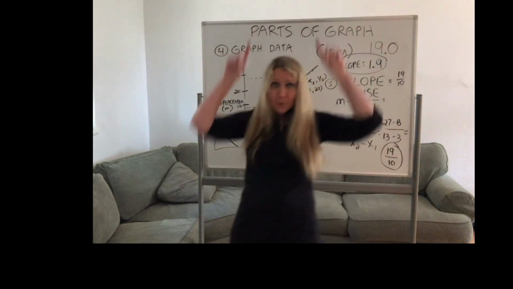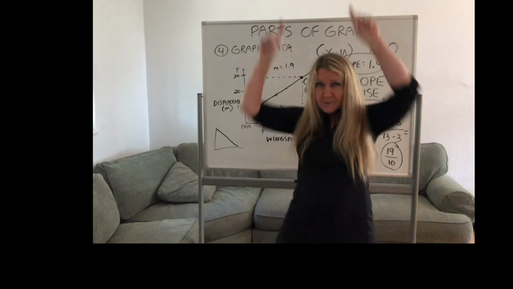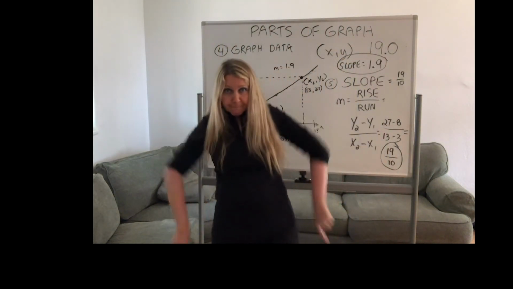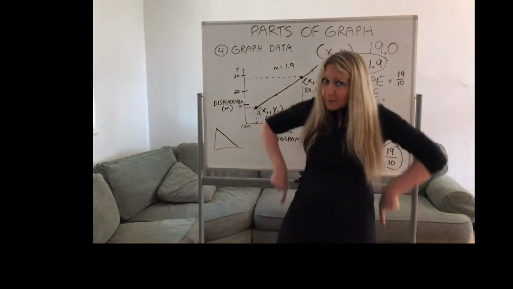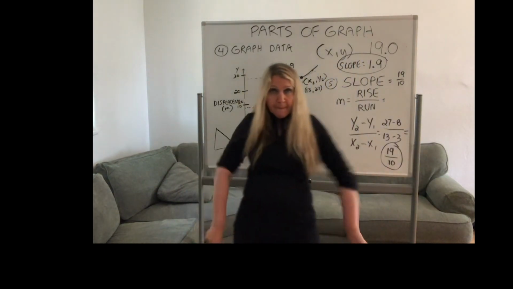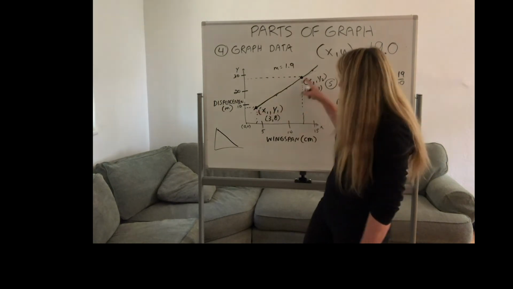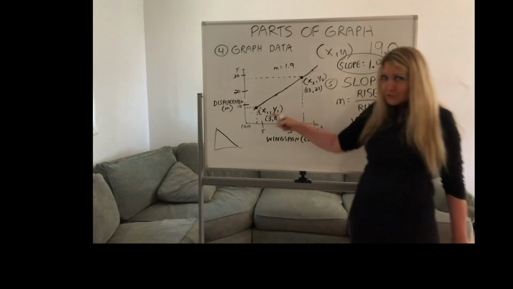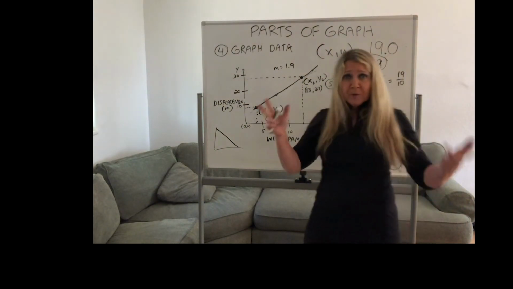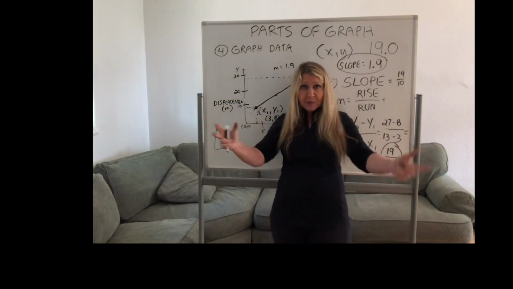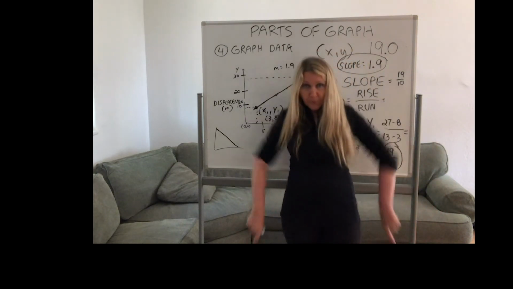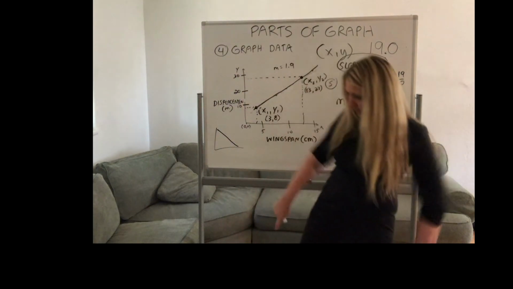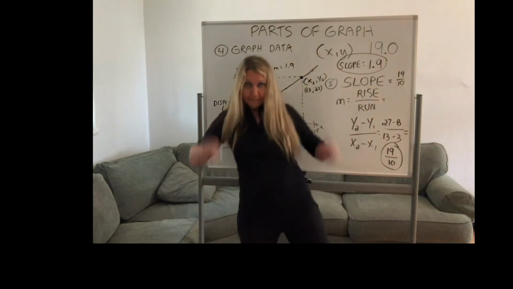This would be positive correlation. Or this is positive correlation, even though they're both going down, because they're both going the same direction. This graph is positive correlation. That means the variables go the same direction. They decrease together.